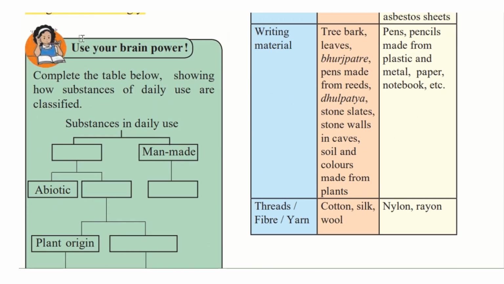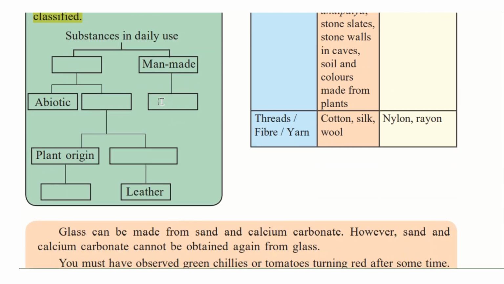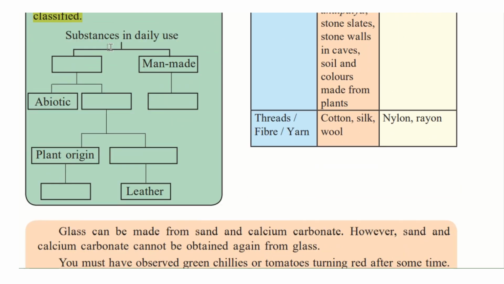Now use your brain power and complete the table below, showing how substances of daily use are classified. Classified means made into groups. So think about it. We have substances in daily use, and try to complete this table.